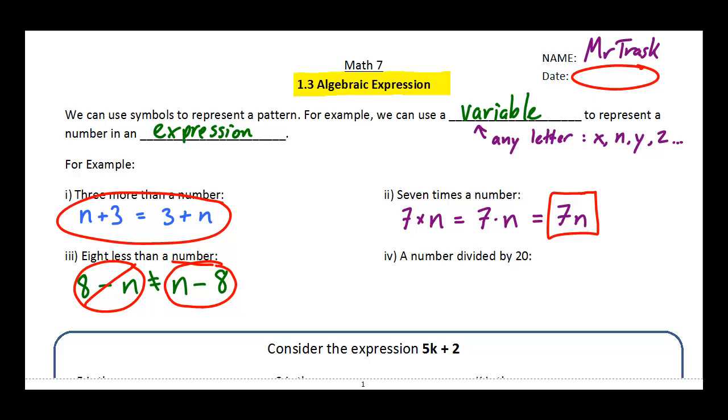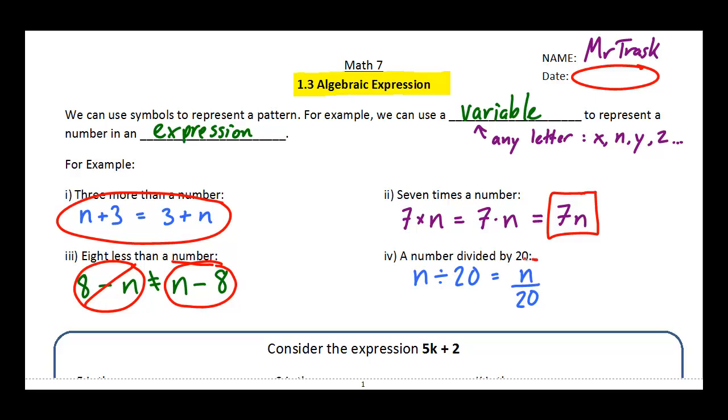Okay, a number divided by 20. So a number divided by 20. A number, I'll just use n, and then I'm going to write that as divided by 20. Now again, this is correct, and there's nothing wrong with writing it this way. I'm just going to show you another way of writing the same thing, which is to say n, and we can write our divided by sign as a line, kind of like a fraction, and I know you guys love fractions. So n over 20. Those are the same thing. And again, there's nothing wrong with using either one.